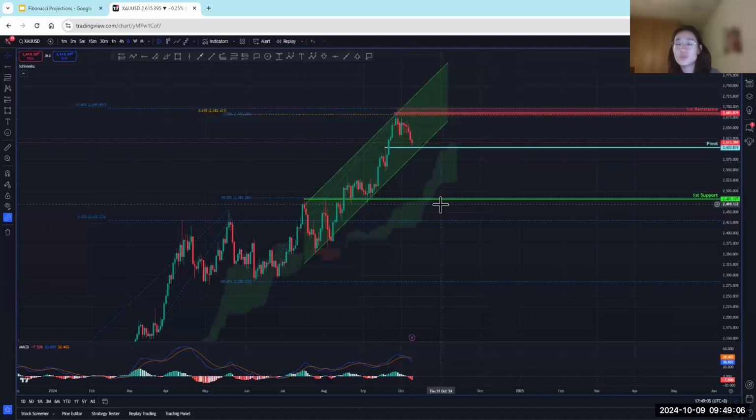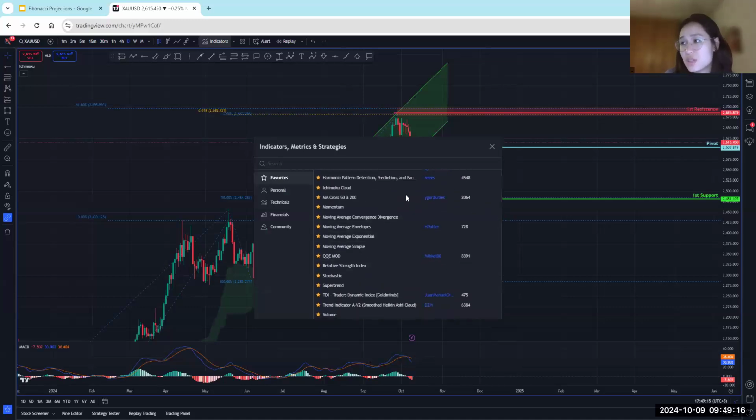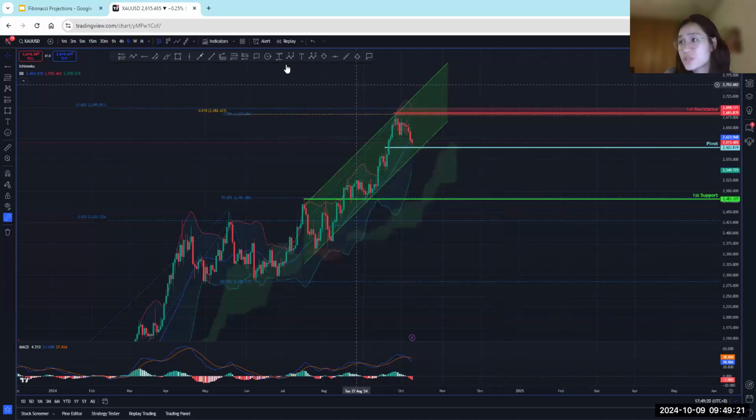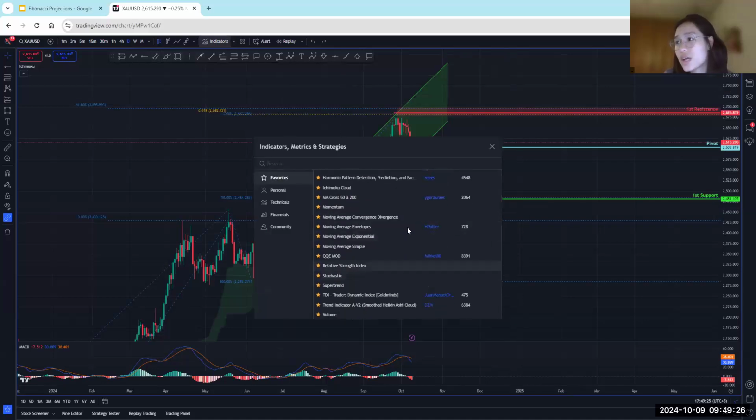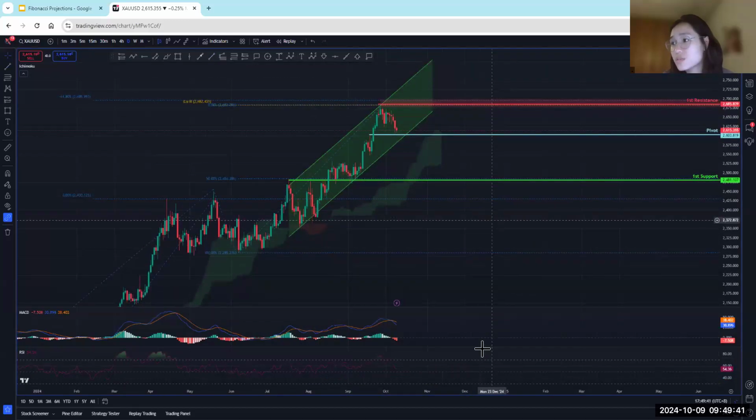Prices are moving above the cloud, so it is giving us a bullish signal. MACD on the other hand is giving us a slightly bearish momentum. Let's maybe look at our Bollinger Bands. Bollinger Bands aren't really telling us much here. If we look at RSI, RSI isn't really telling us much as well.